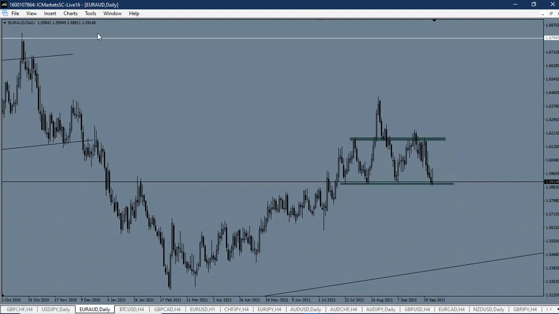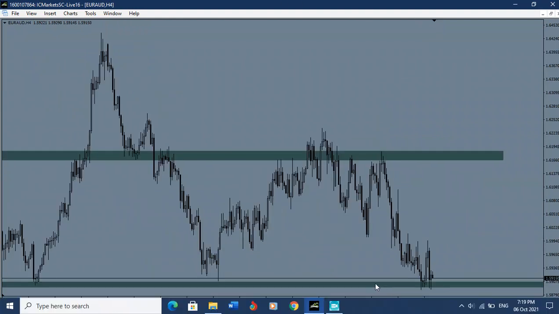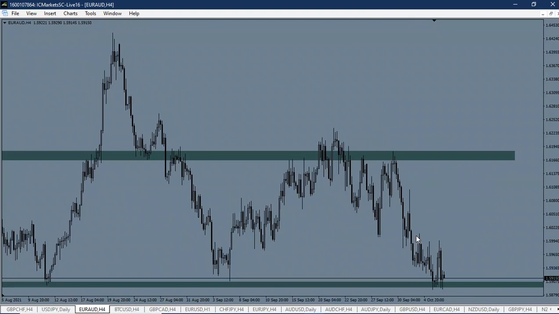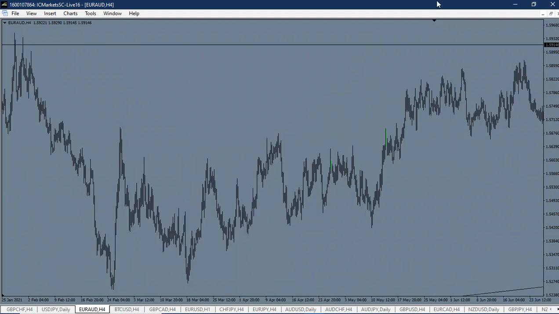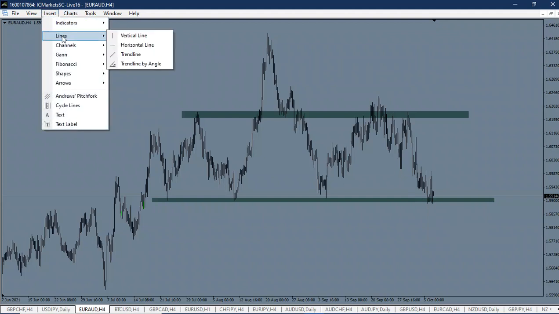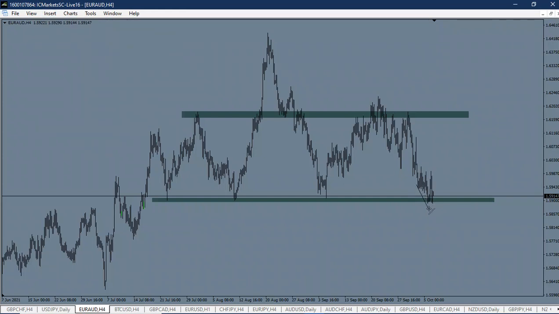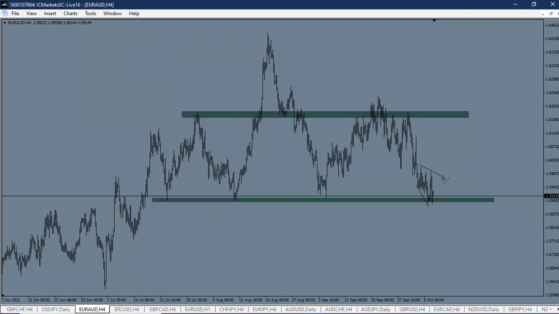So let's go to the lower time frame to see what's happening there and how we can capitalize on this. So from here, you can see that price has been playing around a bit on this level here, not giving us any reversal pattern. However, we see that we have some sort of an expanding pattern forming right here.